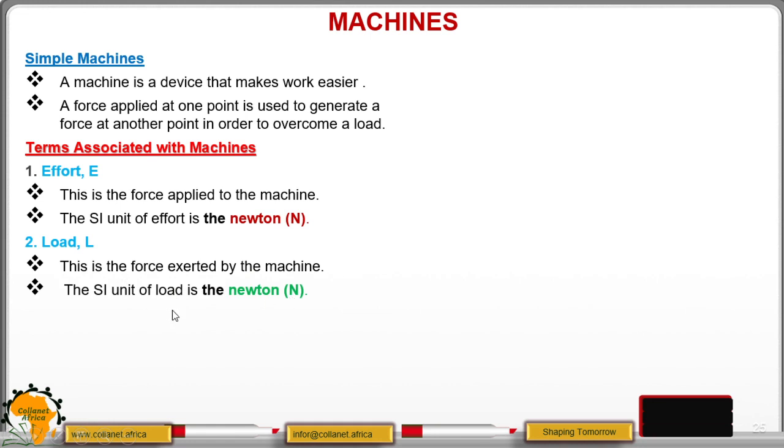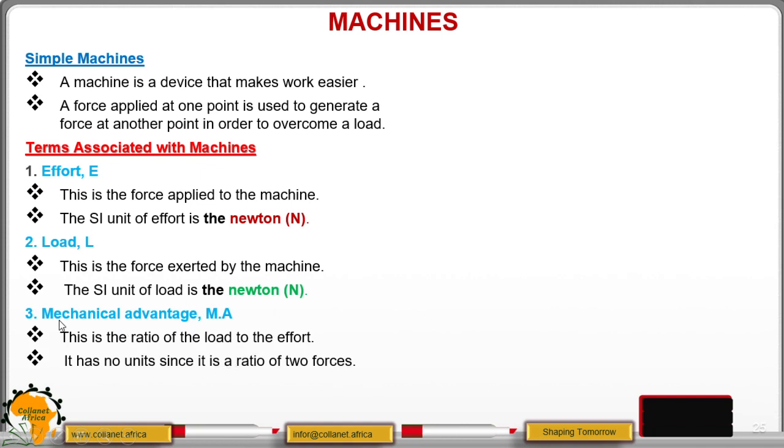It is a force. Then, the third term, we have mechanical advantage. This is the ratio of load to the effort, which implies that to get mechanical advantage, you take the load and divide by the effort. Because load and effort both have Newtons as the SI unit, the Newton will cancel out, and therefore mechanical advantage has no units. So mechanical advantage is load over effort.